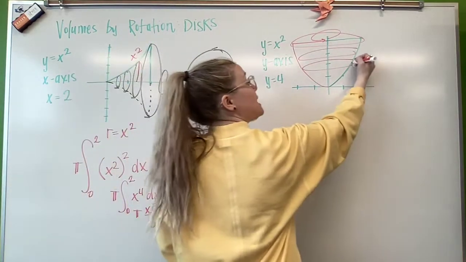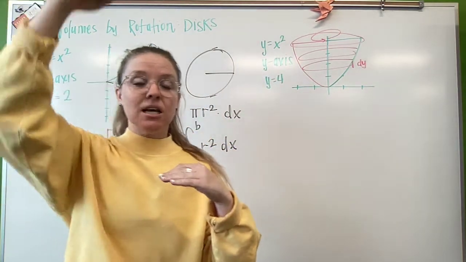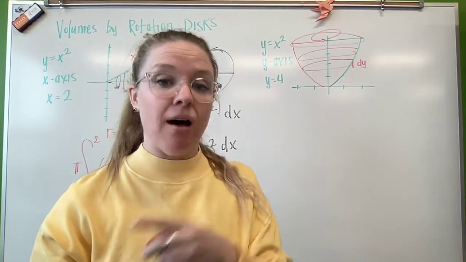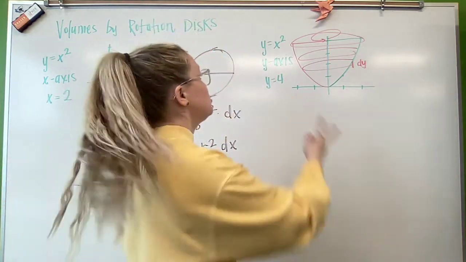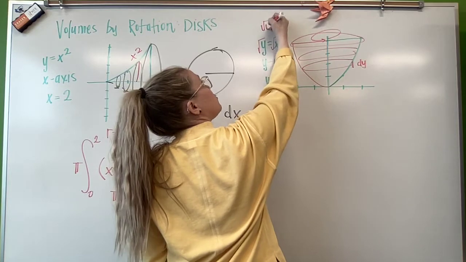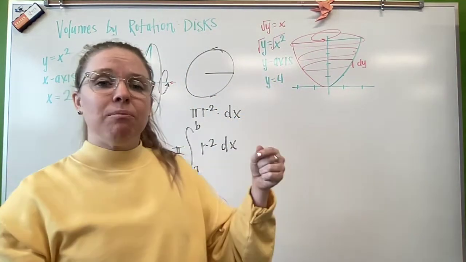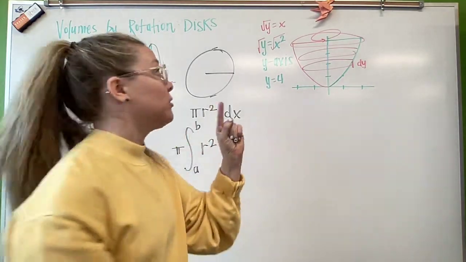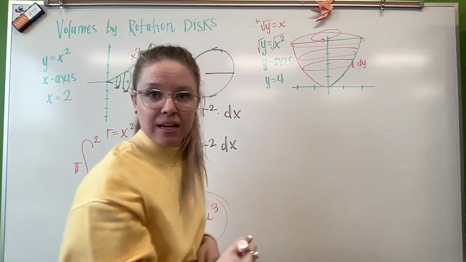Okay, but now our depth is dy because we're stacking them like this. So we need to write our function in terms of y. I'm going to take this y, and I'm actually going to isolate the x. So the square root of y equals x. When we square root that y, we're going to have the plus side and the negative side. But since we're rotating and getting that reflection, we can go ahead and ignore the negative.